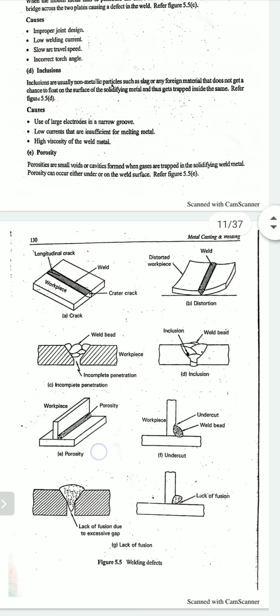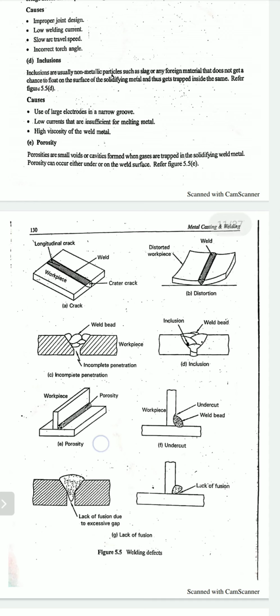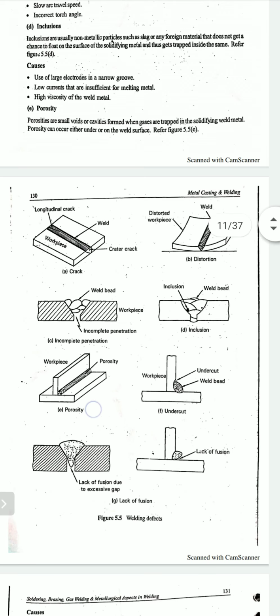Inclusion, you can see over here. The inclusions are usually non-metallic parts such as slag or any foreign materials that don't float to the surface during solidification and thus get trapped inside. Use of large electrodes in a narrow groove.